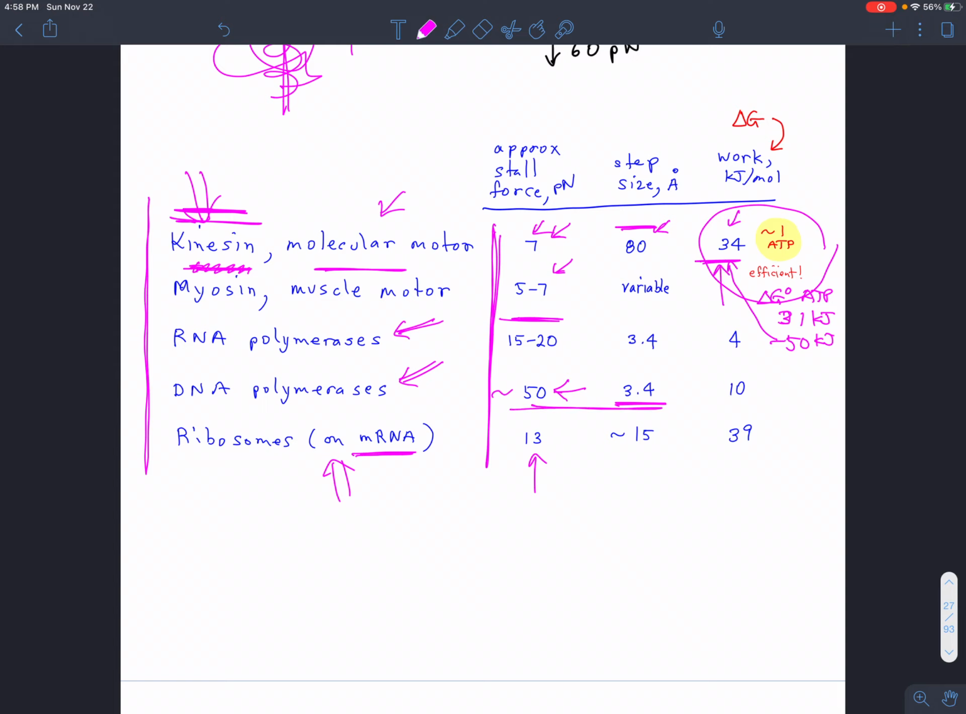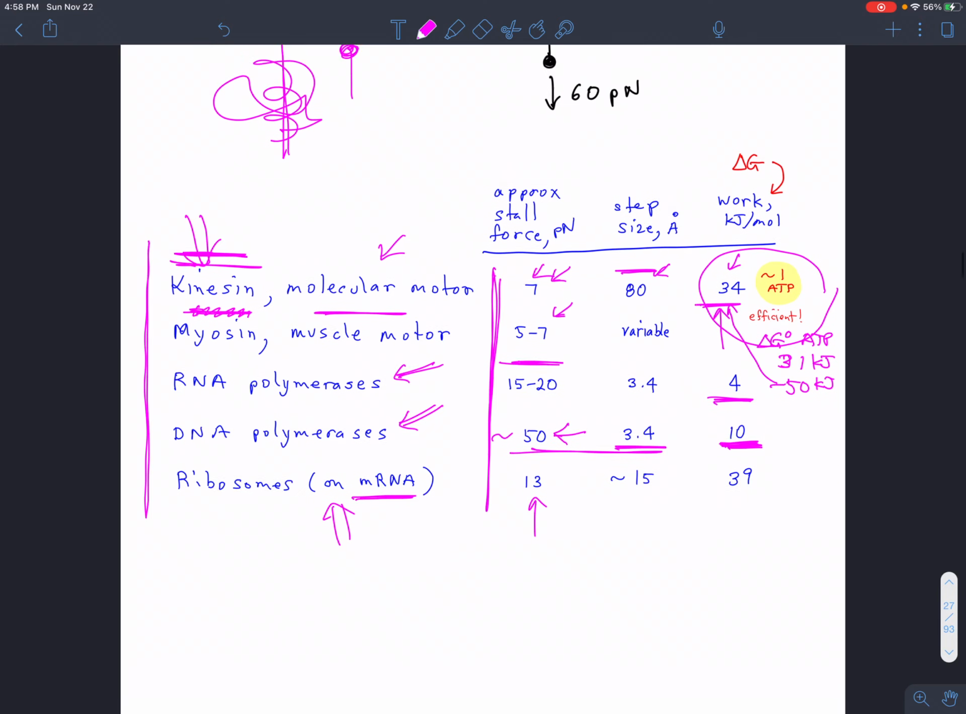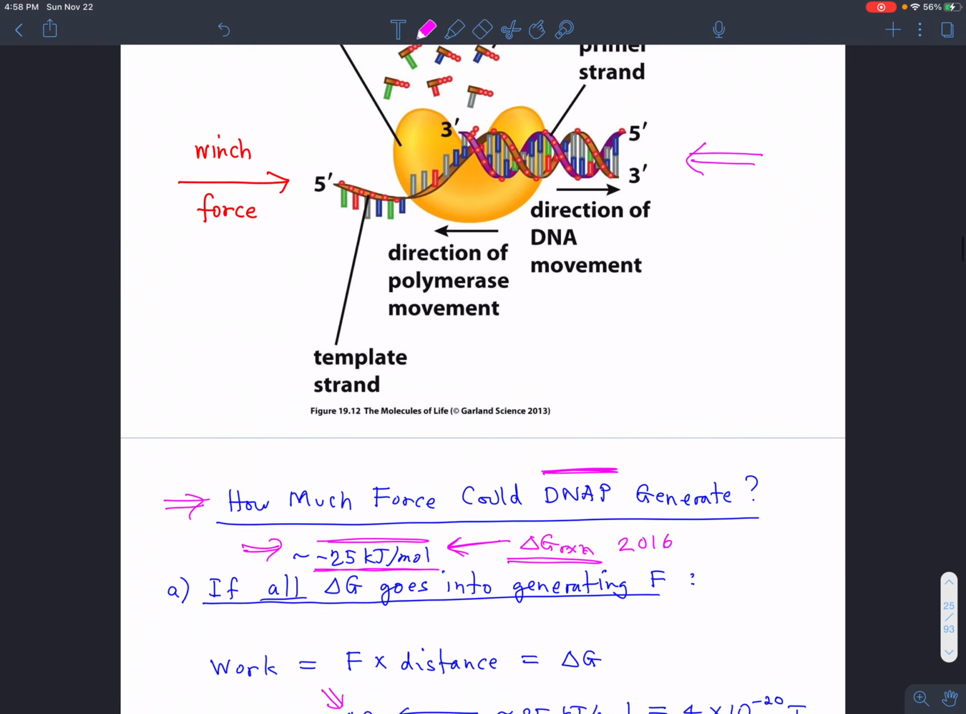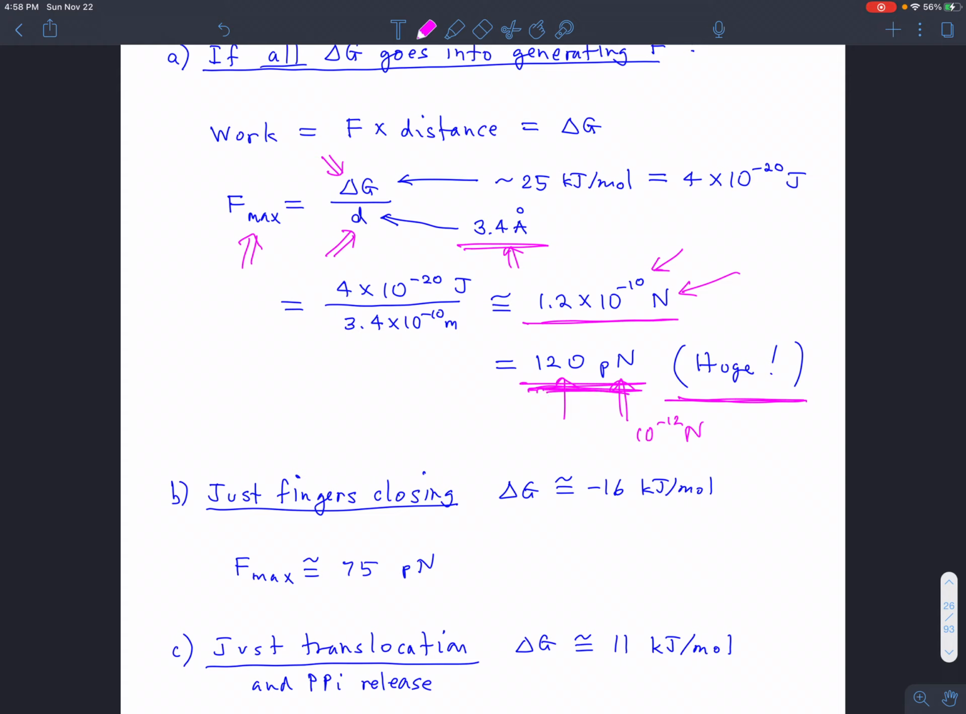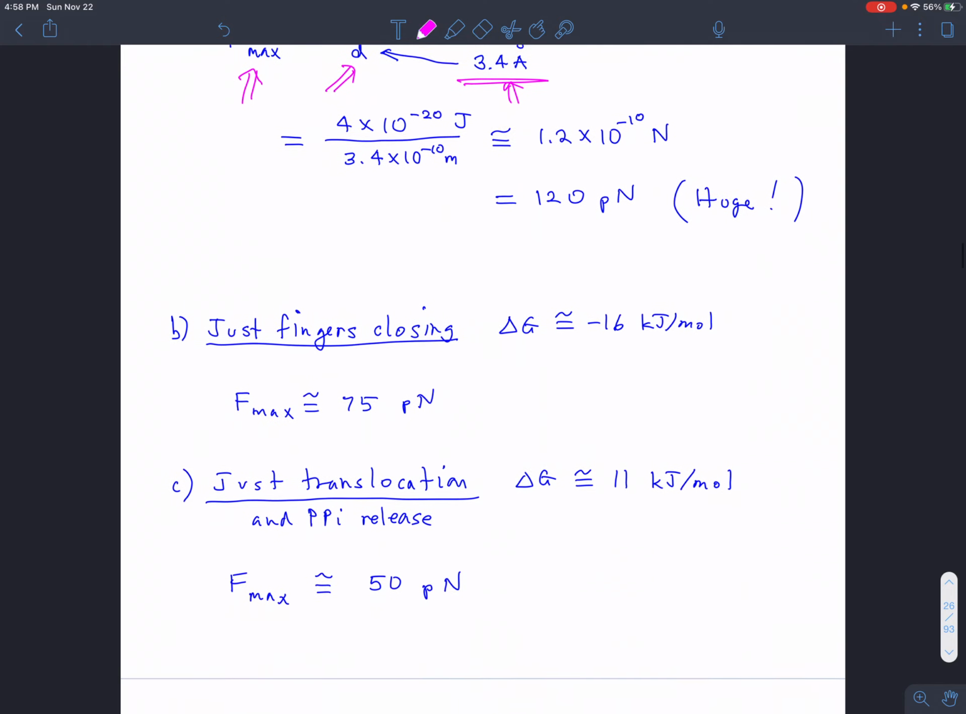Here in DNA, it's throwing away a bunch of energy, at least if what you want to do is do work. Of course, the polymerase isn't trying to do work, it's trying to replicate the genome. It's got a different function, but it's much less efficient. The work it does is only about 10 kilojoules per mole. Likewise, the RNA polymerase is even less efficient, only about 4 kilojoules per mole. All right. So you get a feeling for how big this 120 piconewtons is. It's really huge. It's a certainty that DNA doesn't generate that much force.